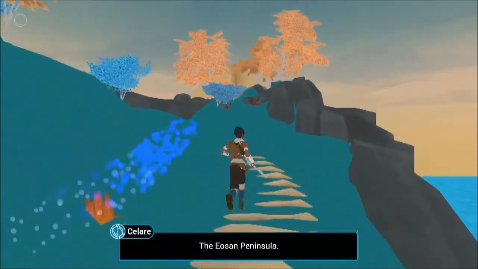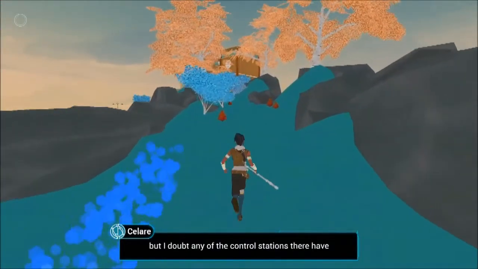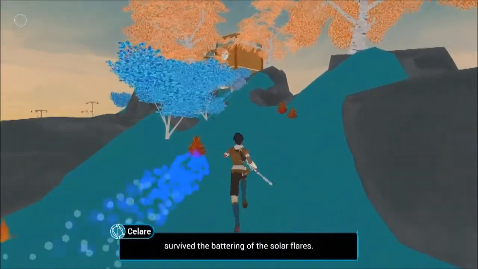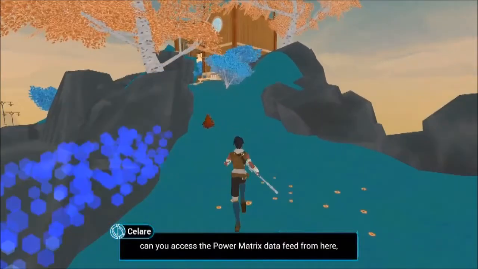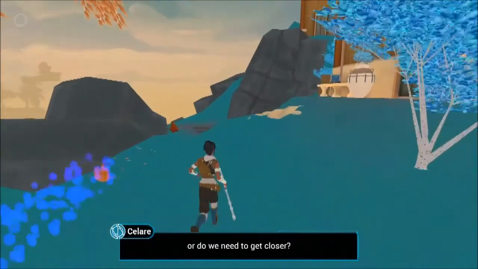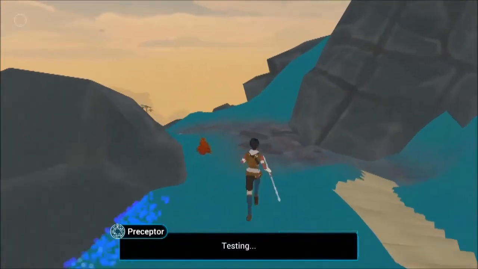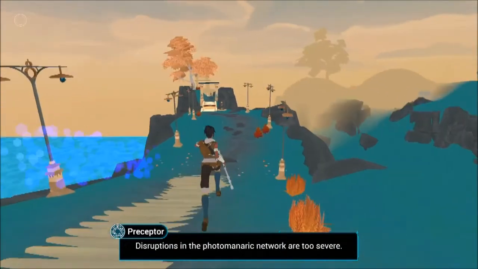The Triseum Peninsula. We are not far from the Citadel, but I doubt any of the control stations there have survived the battering of the solar flares. Preceptor, can you access the power matrix data feed from here, or do we need to get closer? Testing. Unable to comply. Disruptions to the photomaneric network are too severe.